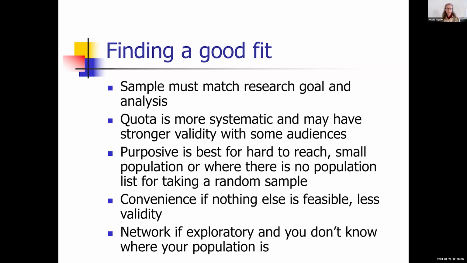Purposive is best for hard to reach small population or where there's no population list from which you can take a random sample. So a hard to reach small population, an example might be people with a certain mental illness or something like that that's not evident unless you actually have some way of accessing that population. So convenience is sort of the last resort if nothing else is feasible. And the network is useful if you don't know where your population is or how to access them.